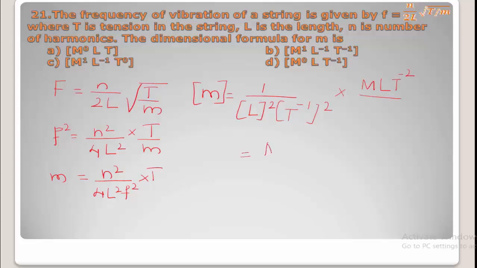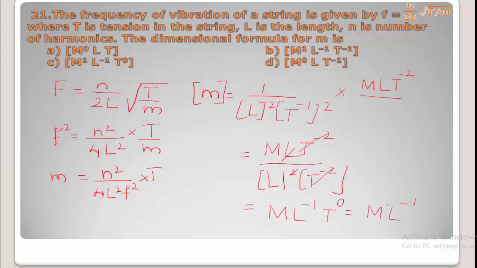Simplify this. M L T raised to minus 2 divided by L squared T raised to minus 2 gives M L raised to minus 1 T raised to 0. So this is nothing but M L raised to minus 1.